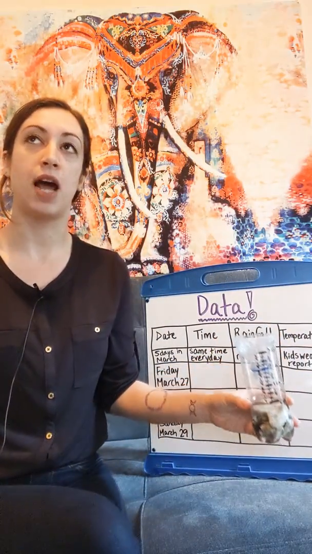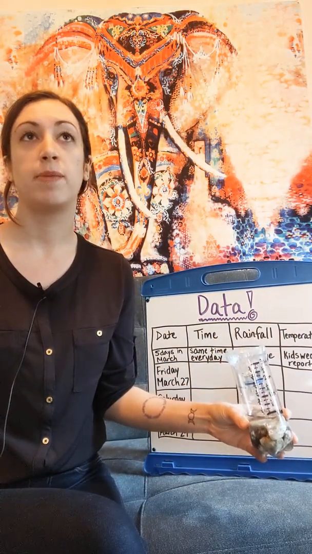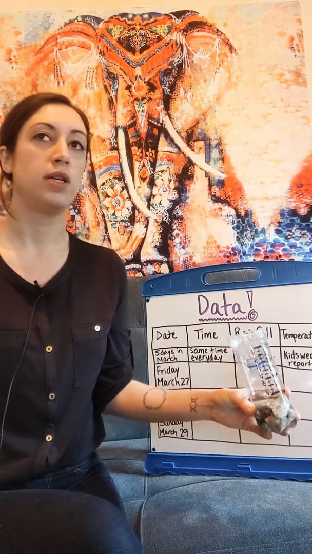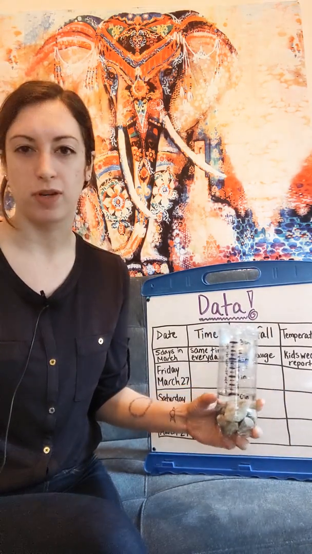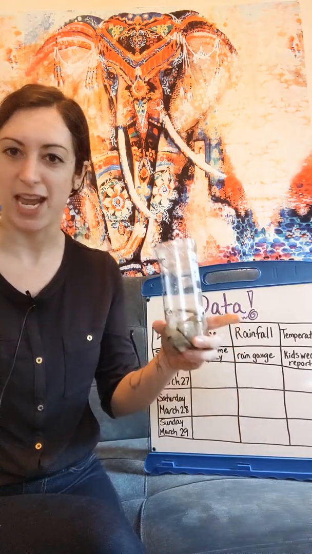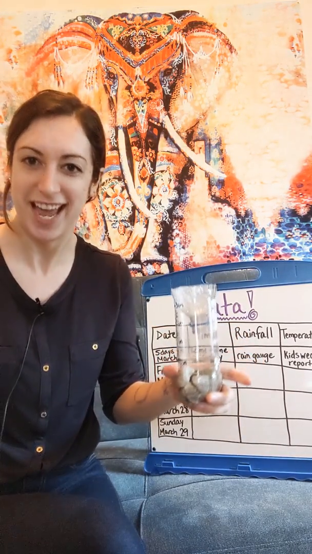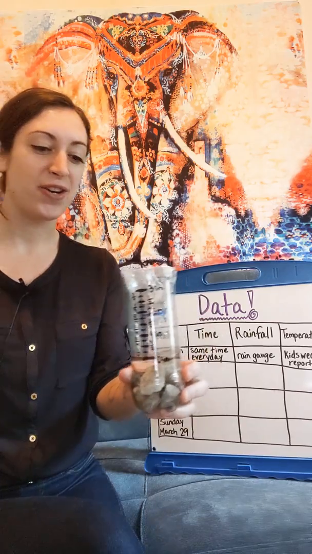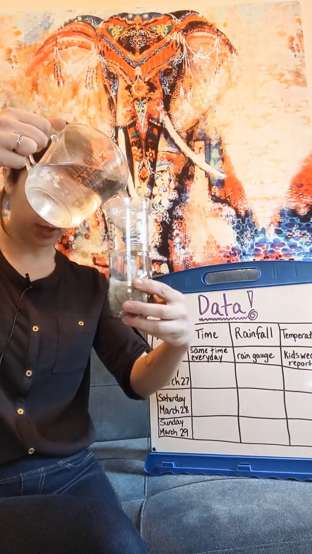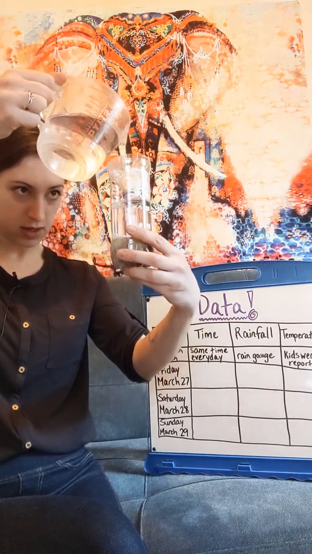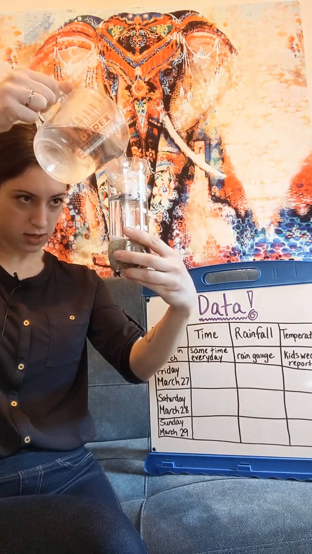Okay, so let's take a look at our rain gauge. And let's say it's Friday and I've decided that I'm going to collect my data around 6 p.m. every day, because that's a good time for me. It's right before dinner and I'll remember. But I can't eat my dinner until I go check my rain gauge. So you're going to go outside at 6 p.m. and let's say your rain gauge looks like this.